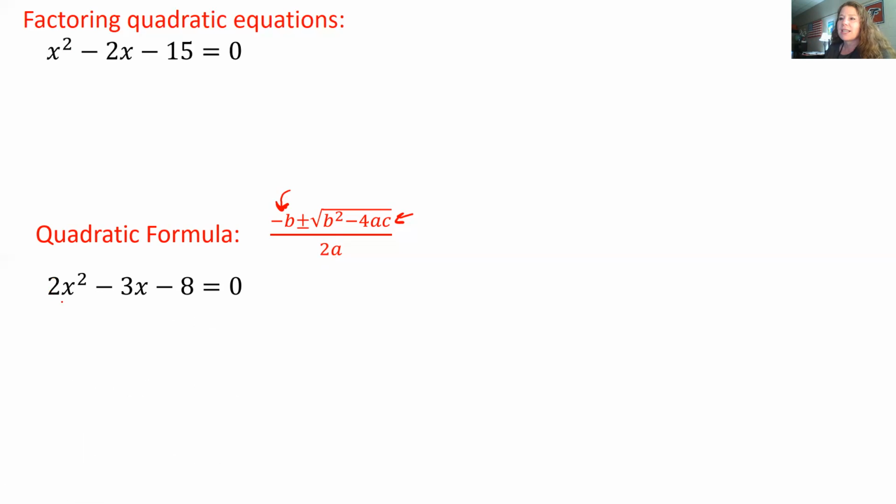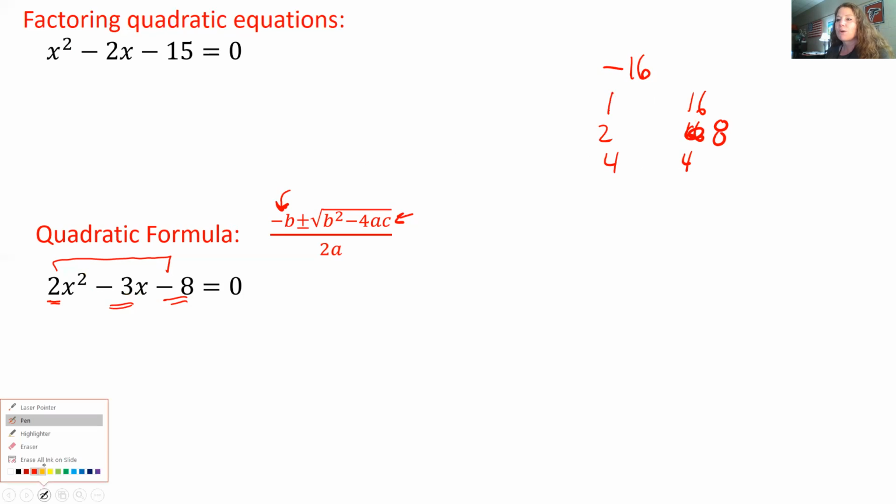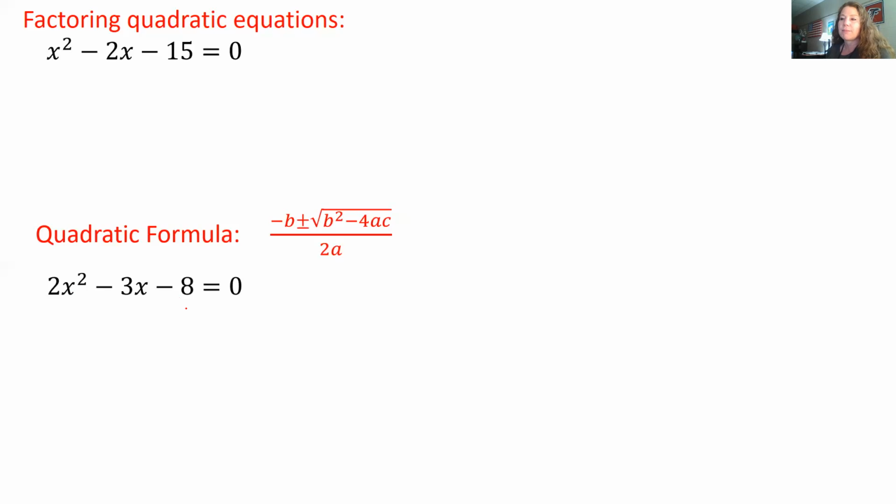All right, so let's look at this first example. Since our leading coefficient is not a 1, we would think about this as using the AC method. Remember that, where we multiply 2 times negative 8, which is negative 16, and then we want two factors of negative 16 that would add to negative 3. Well, there aren't any, because the factors of 16 are 1 and 16, 2 and 8, and 4 and 4. No matter how I arrange these with positive and negative signs, I can't get to negative 3, which means I have to use the quadratic formula to solve this.